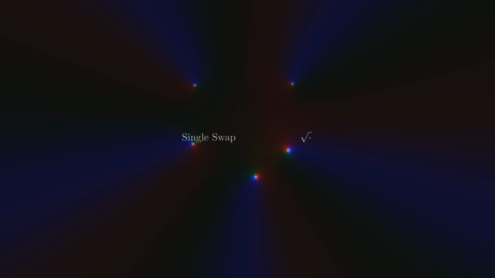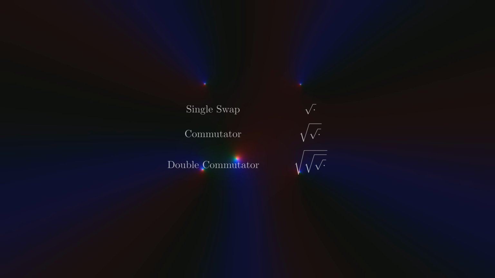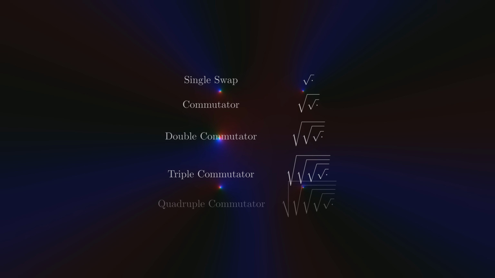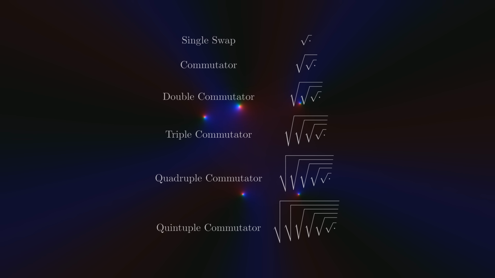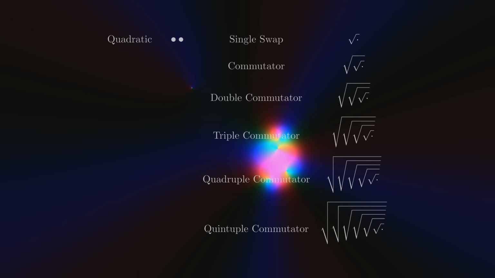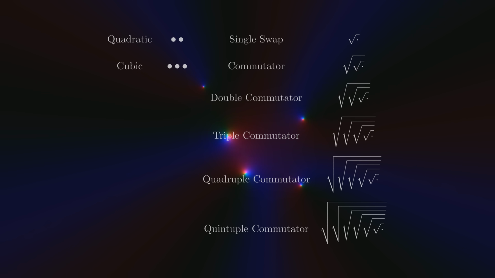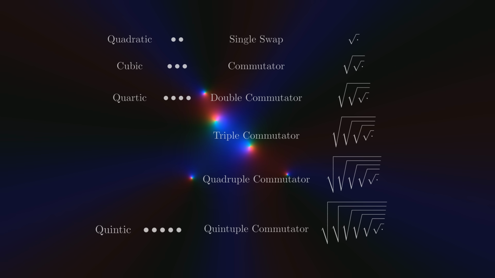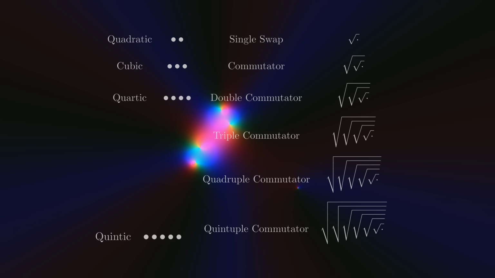So, tying it all together, for every extra level of commutator, we need one more radical to express the solution. The quadratic polynomial can be scrambled by a single swap. Cubic polynomials can be scrambled by a single commutator of their 3 solutions. The quartic is scrambled by the doubly nested commutator. But as we just saw, the quintic can be scrambled by not just a 3rd order commutator, but also a 4th order commutator, a 5th order commutator, and so on.